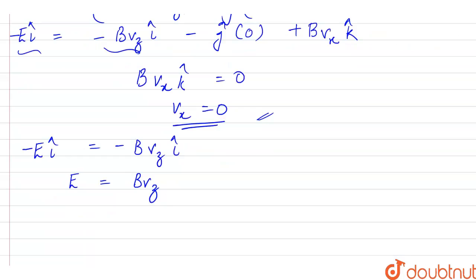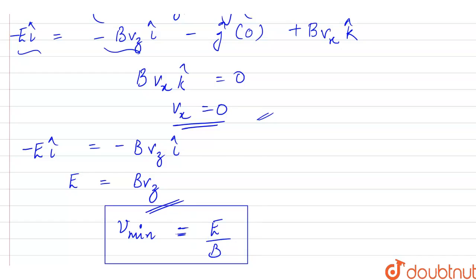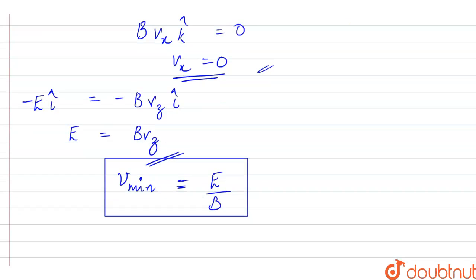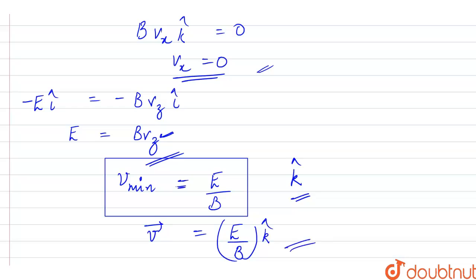And what is this vz? This is the minimum velocity with which the particle is thrown so that the force is 0. This comes out to be E divided by B, and the direction, this is acting along z-axis, so the direction is k cap. This is the velocity vector E divided by B acting along z direction.